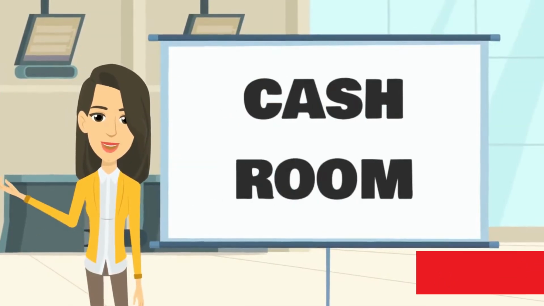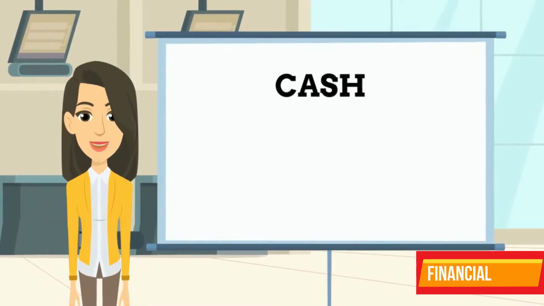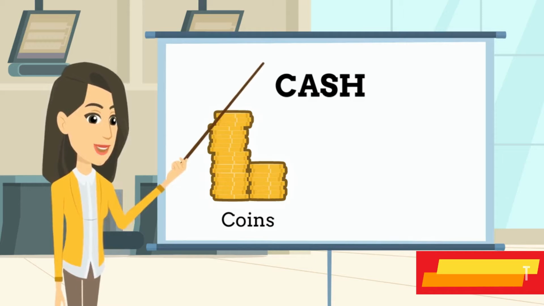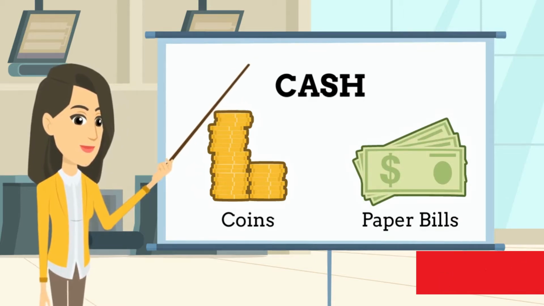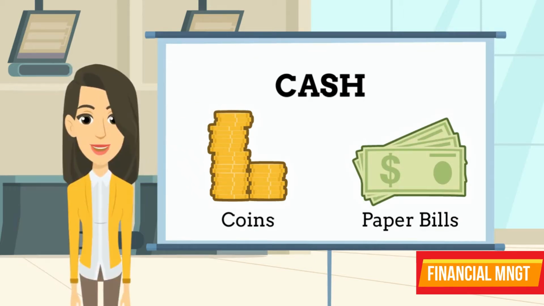Let's begin our first stop here in the cash room. Cash in its physical form is the simplest, most broadly accepted and reliable form of payment. In physical cash form we have coins and paper bills available. Like these. For more information on physical cash, let's watch this video.